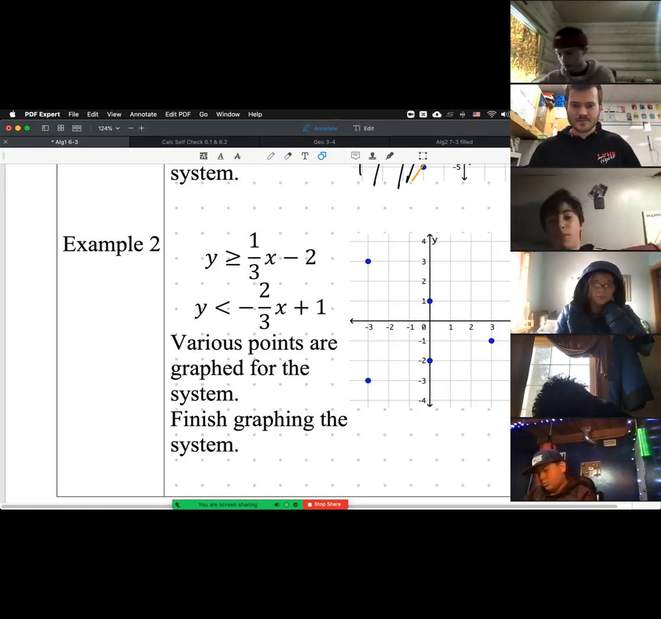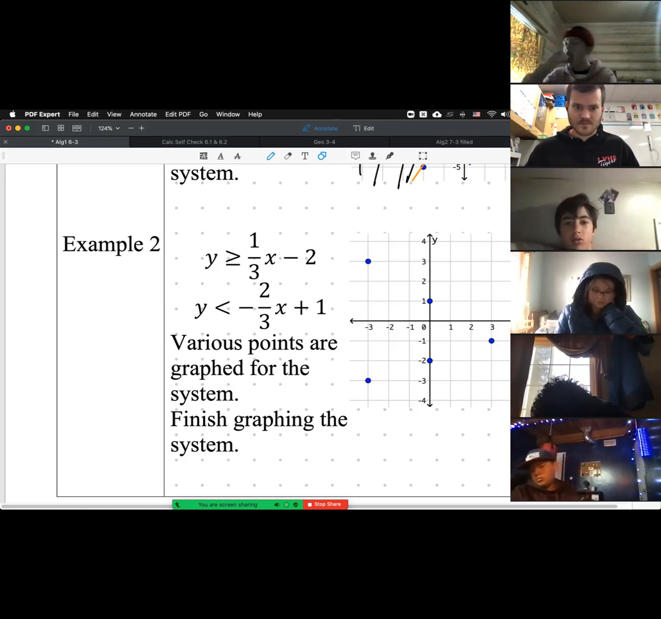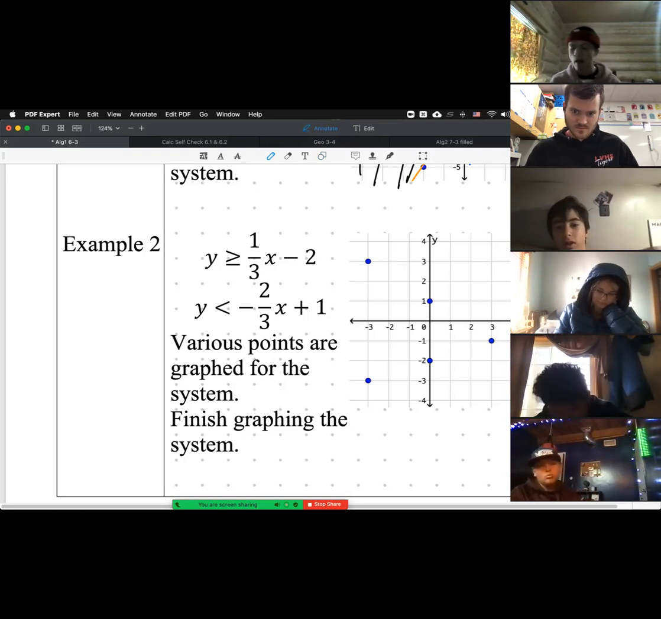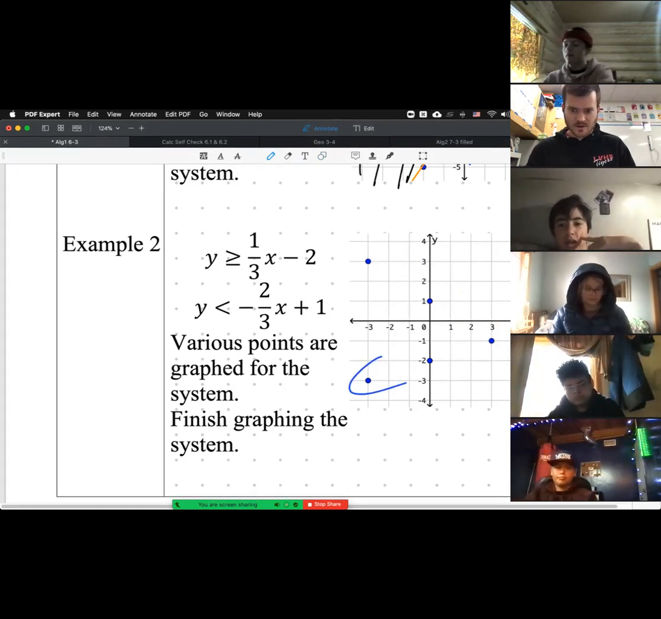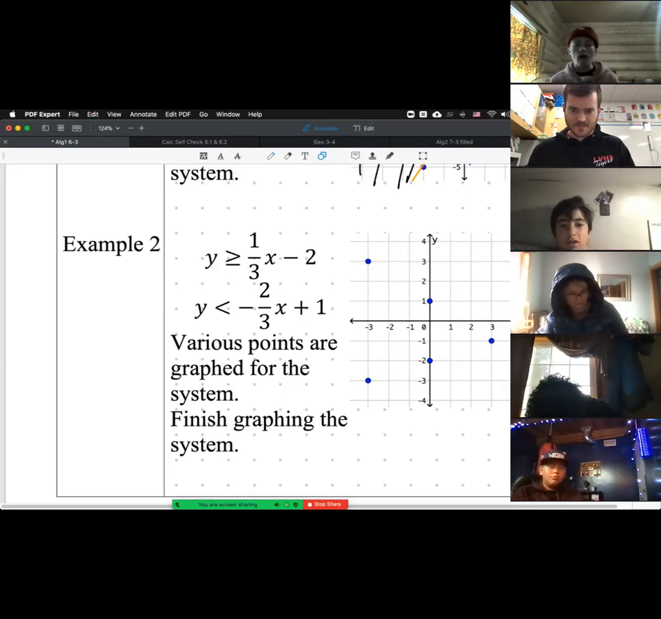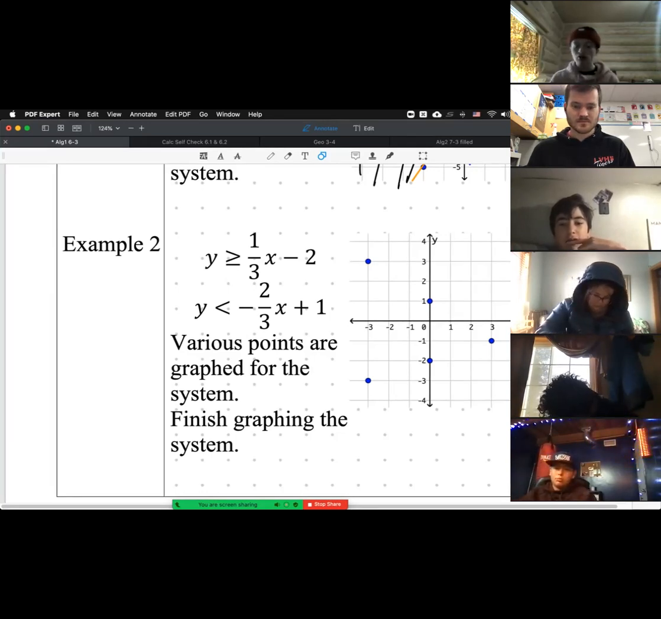Okay, so the top line is going to be y is greater than or equal to 1/3. Like the one, I don't know how to explain it, but this top line right here. Yeah, that's the bottom one. The y is less than, this line right here. Okay. Yeah. Is the top inequality. Okay. And that's a solid line. Solid line. Okay.